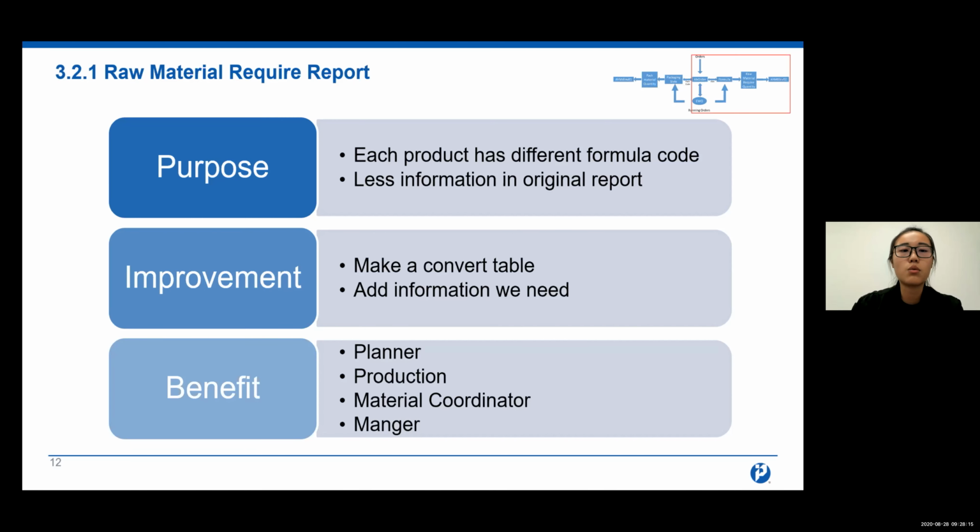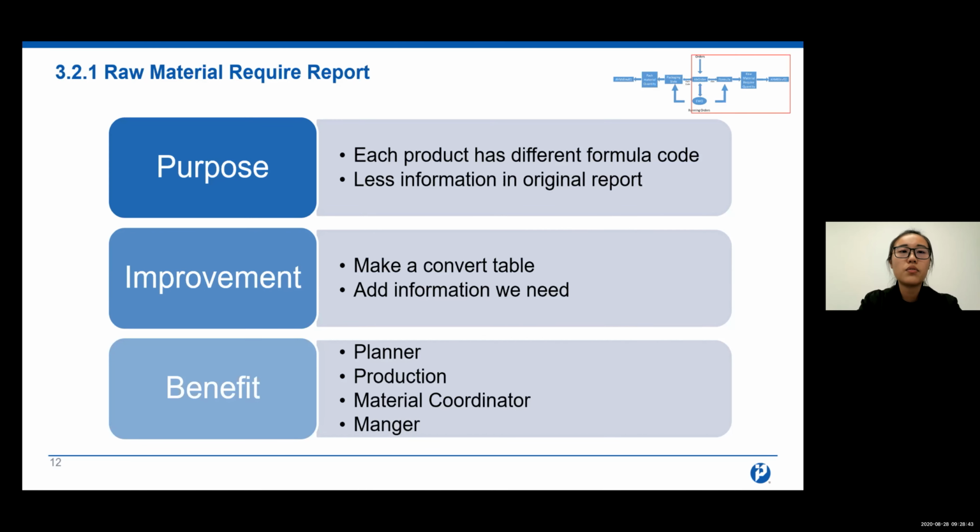Second, the original report has information we can use. So I added forecast quantity, required date, and purchase requisition information to the new report. Now, the planner can review raw material quantity to determine order priority and ensure raw material supply, reducing customers' order delays.